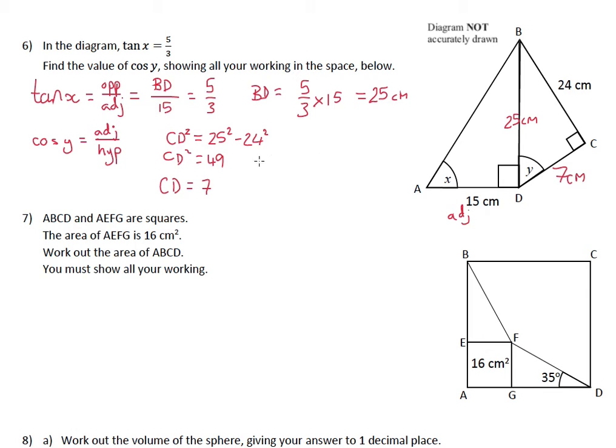And if we then use that to work out what cos y is, that's the adjacent over the hypotenuse. Okay, so 7 over 25. And that won't simplify down, so that's our answer.